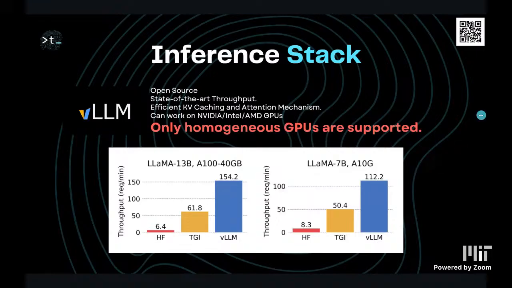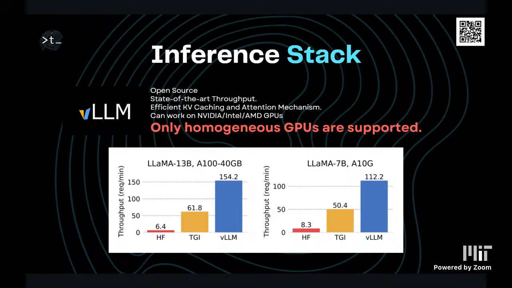We all know what vLLM is these days. vLLM is an open source repository made by folks coming out of UC Berkeley. Everyone in the world uses it. The idea behind vLLM is that it provides state-of-the-art throughput by implementing efficient KV caching strategies using paged attention kernels. And the best part is they can run on NVIDIA, Intel, and AMD GPUs.